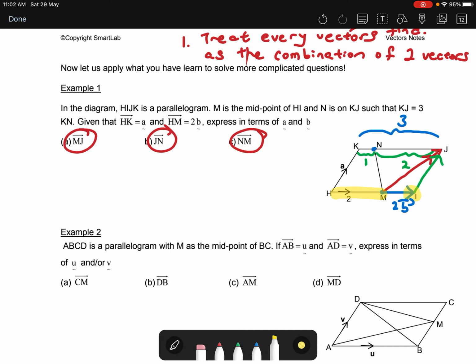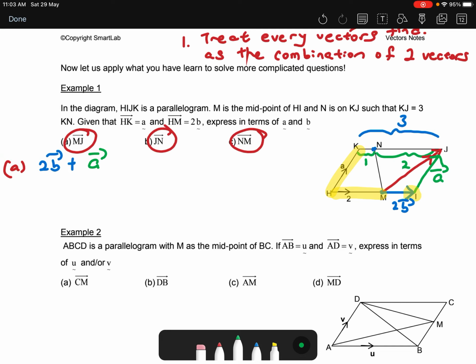What about your green color vector, IJ? IJ is position vector a. Why is that so? Because of the parallel and equal vectors. They are the same, equal length and pointing in the same direction. Hence, I can just put it as vector a. Now I have two vectors. These two vectors combine to give me the red color vector MJ. So I simply add them both up. MJ is equal to 2b plus a. So this is for answer a.